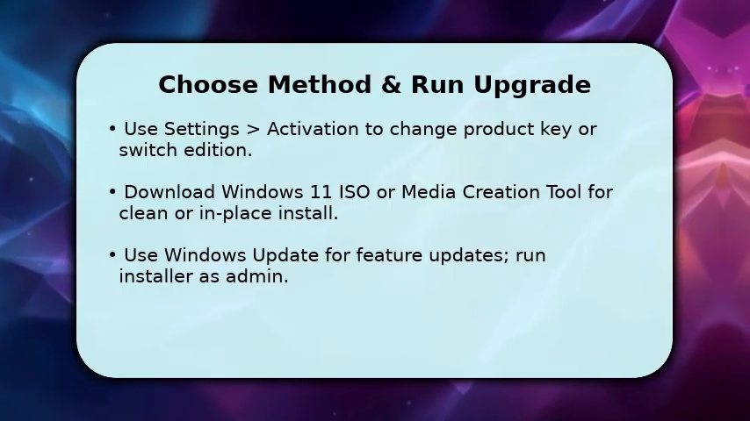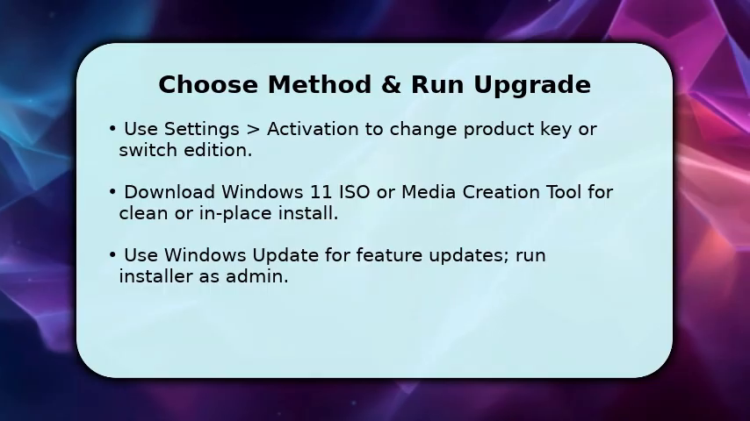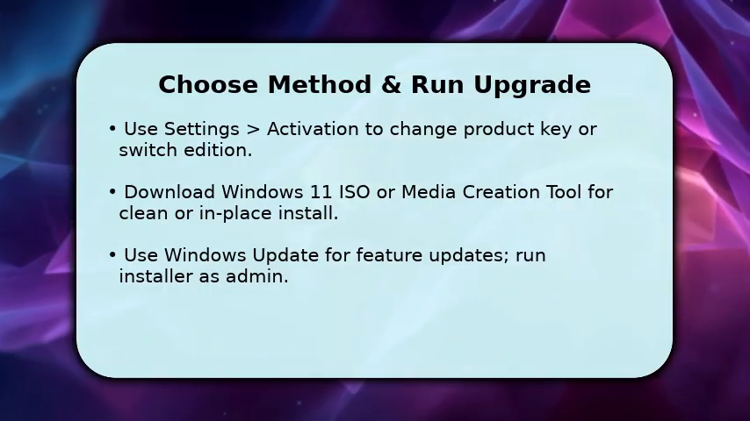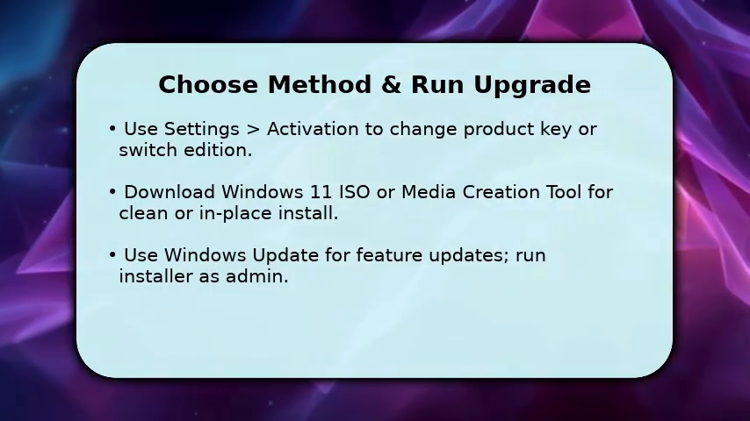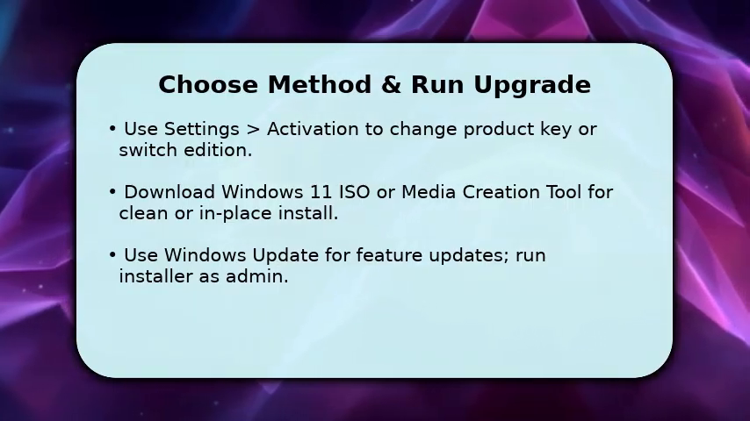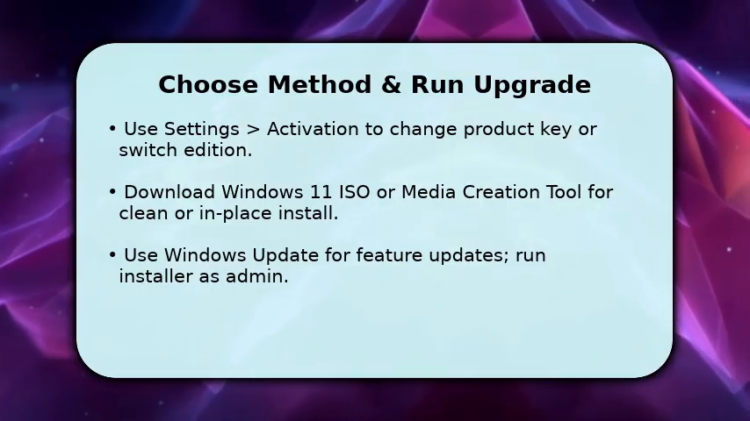If you have a new product key, go to Settings Activation and enter it to switch editions. For full installers, download the official ISO or Media Creation tool, mount the ISO, then run Setup as administrator. Once started, follow prompts. Choose Keep Files to preserve data, or Custom Install for a fresh system.